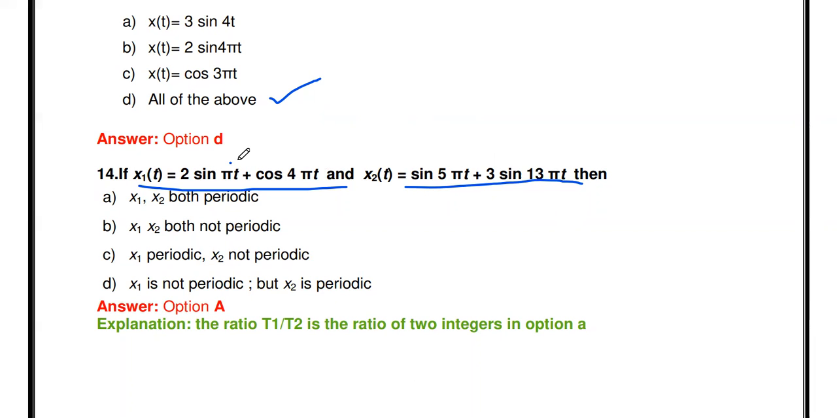But one signal consisting of pi term, another one signal consisting of no pi term means it is non-periodic. So here in the two things, both consist of the pi term. So x1 is periodic. Similarly, x2 is also periodic. So x1 and x2 are both periodic signals. This is the condition. The ratio T1 divided by T2 is the ratio of two integers. We can say that it's a periodic signal.